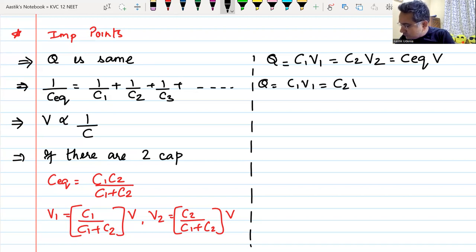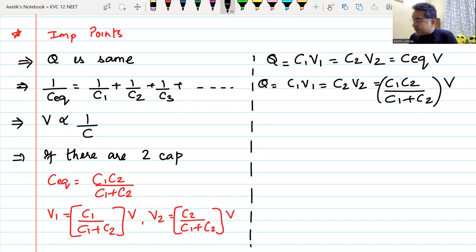Now, from there, you can write your Q will be equal to C1 V1, will be equal to C2 V2, and that will be equal to C equivalent, C1 C2 upon C1 plus C2, times V. If you remember this formula, the red formula that I have written can be derived from this formula, and I think I have written the red formula in the inverse order. I have written it in the reverse order, sorry. With V2, C2 should come, sorry, genuine mistake.